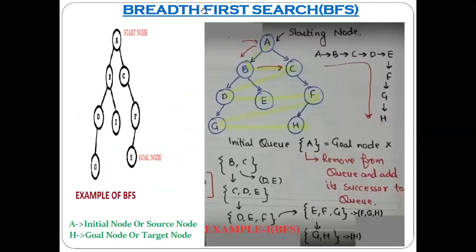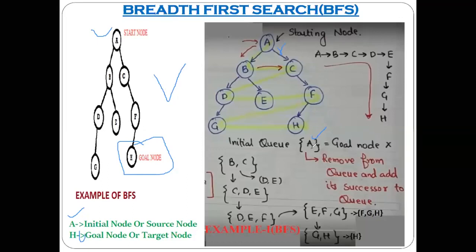Okay, see here. Everybody can see the example. This is the example we have taken, and the AI agent has to reach the goal node here, where A is our initial node or the source node, and H is our goal node or the target node. As per the steps we discussed in the algorithm, we start from A, correct? We enqueue A on the queue, correct?